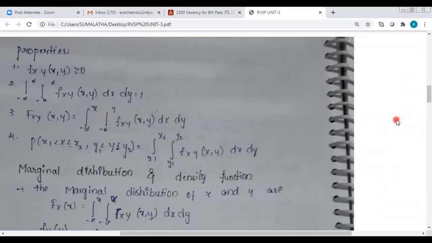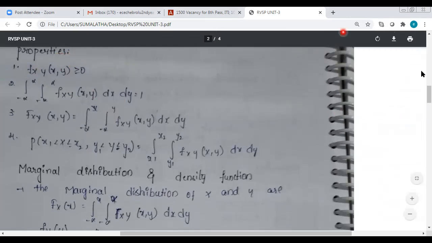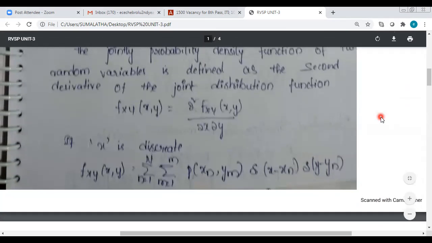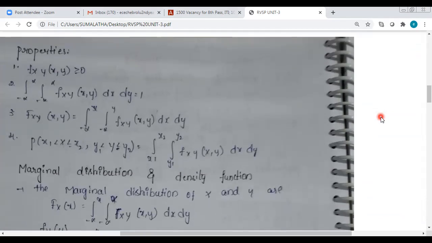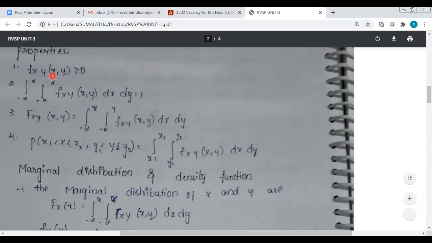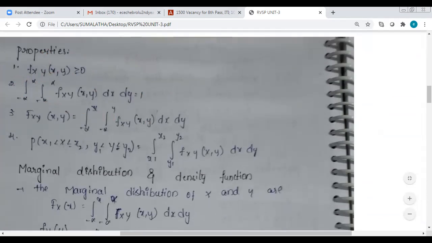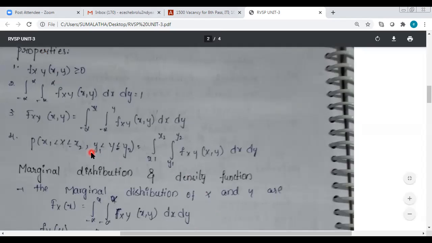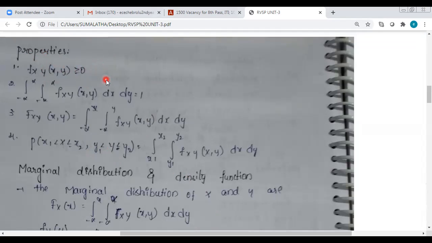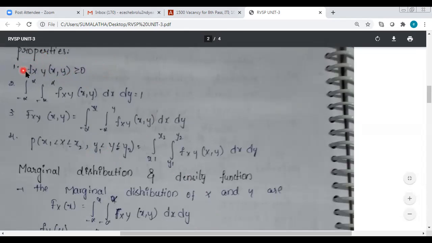Next, see the properties here. So what is the first property? Small fx of x is greater than or equal to 0. That will be extended to 2 random variables. Then how does the property become? Small fxy of x comma y is greater than or equal to 0.